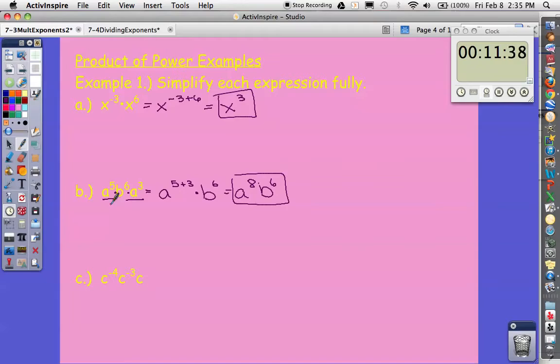Last example, you try it. Remember, if there's no exponent written, what is right there? 1. So I'd have c to the negative 4 plus negative 3 plus 1. That's going to give me c to the negative 6th. Am I done there? Can I leave that? Hopefully you're saying no way. We have to put that under a 1 and make it a positive exponent. That's the product of powers rule. We're going to learn 2 other ones, and then it'll be more complex when we combine them all together.